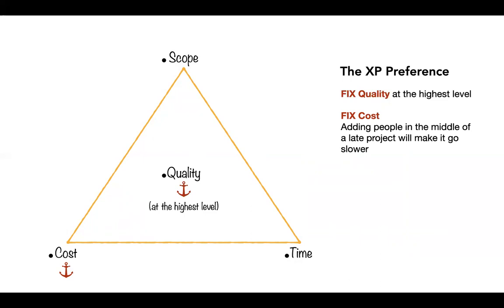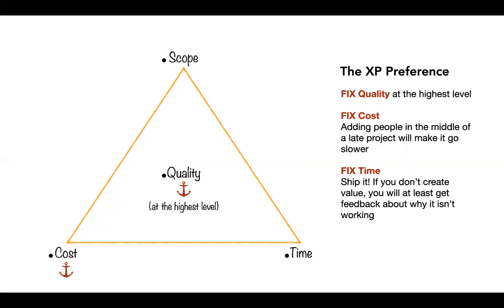And it is well established that adding more people is not going to make your project go faster. So that's a myth. But then XP says fix time as well. Ship whatever you have at the end of that particular timeline. And even if you don't create value, you will at least get feedback about why something is not working, and what can you do to make it better. So XP prefers fixing time and keeping scope flexible.